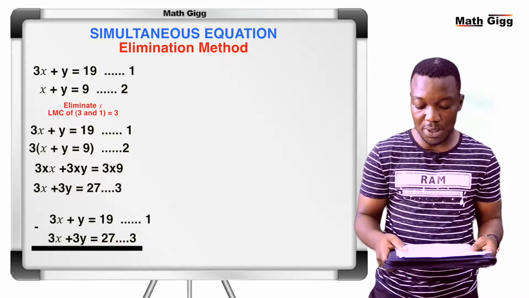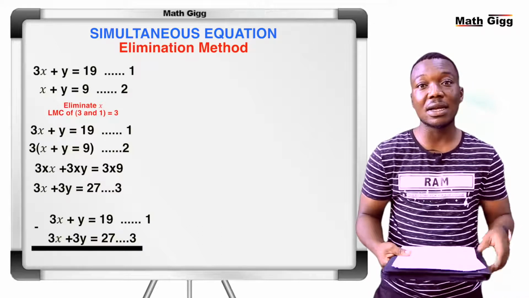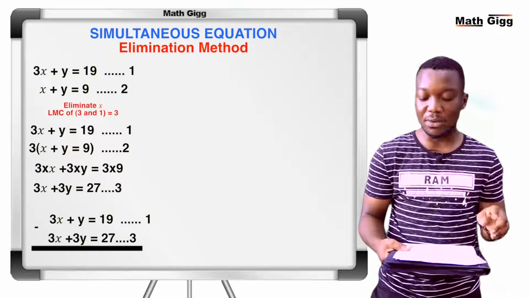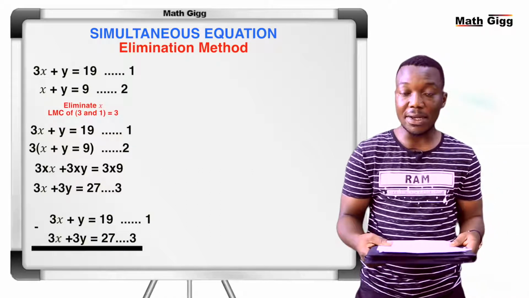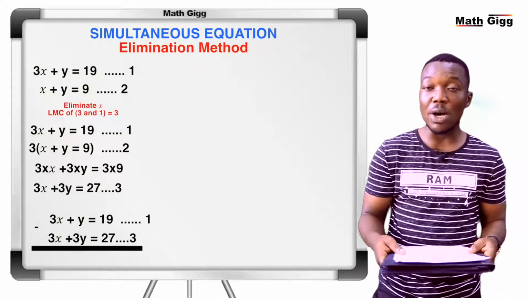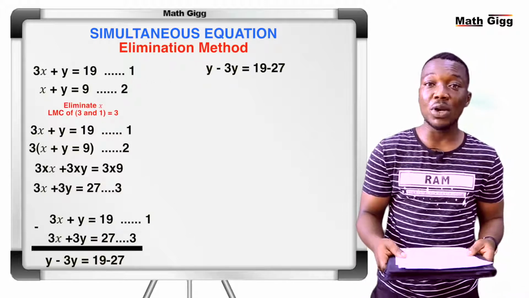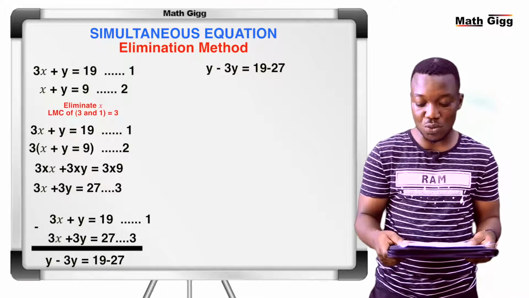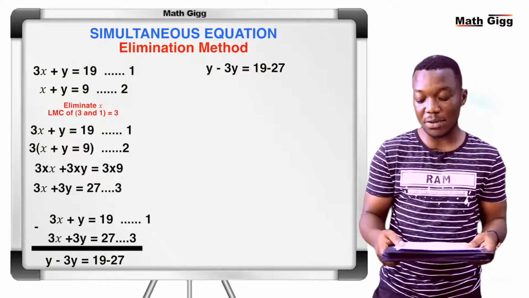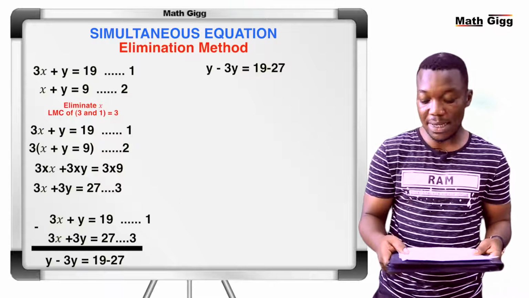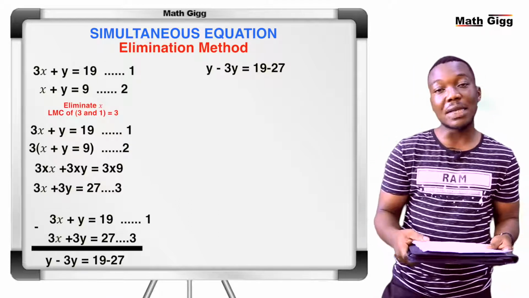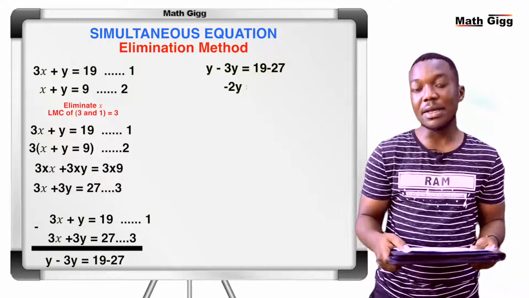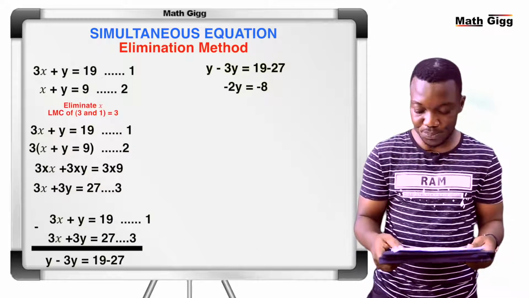If you do that correctly, we are only going to subtract like terms. Remember, as in the warm-up, we can only subtract like terms. So here we have 3x minus 3x, and that will be 0. y minus 3y: we are dealing with coefficients, so that will be 1 minus 3, and that is negative 2. So we have negative 2y. Then here we have 19 minus 27. That is negative 8. So our equation is now negative 2y is equal to negative 8.